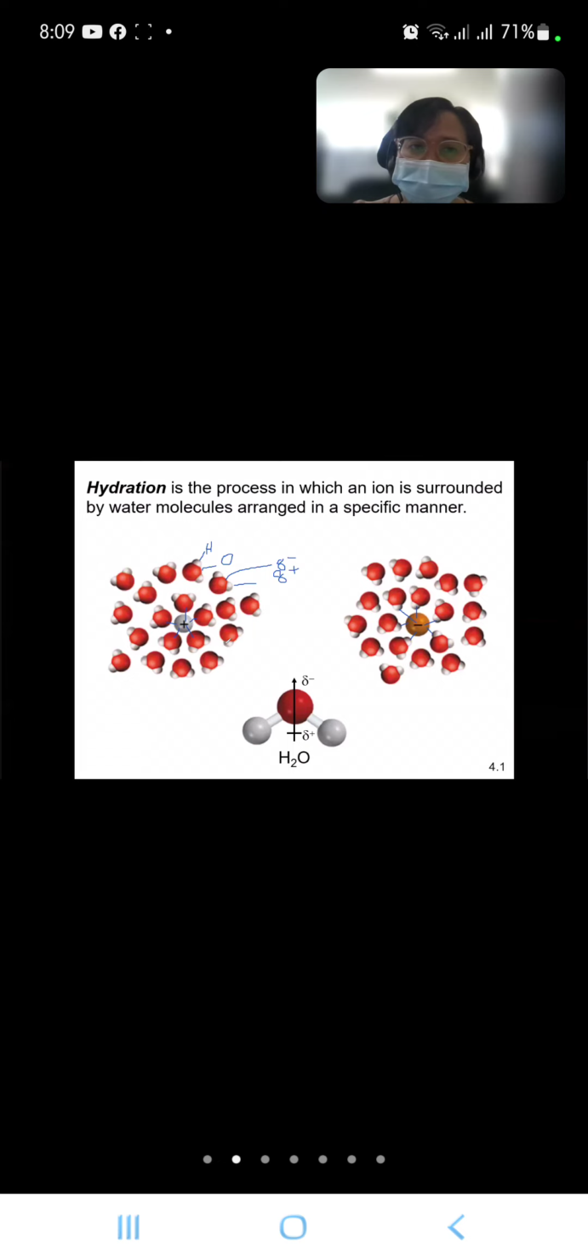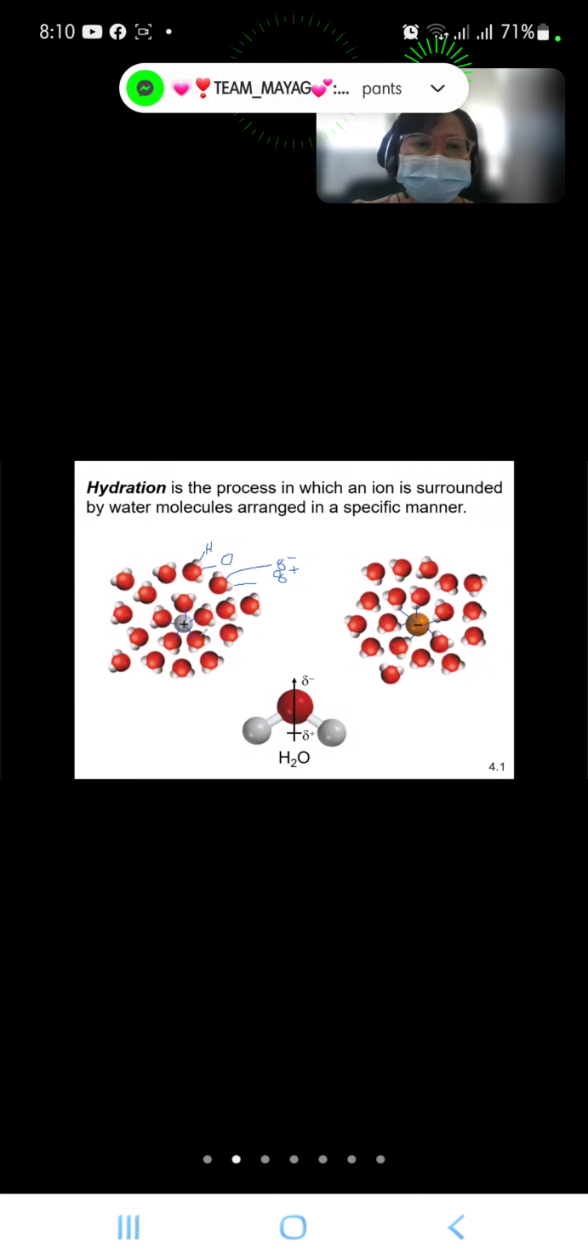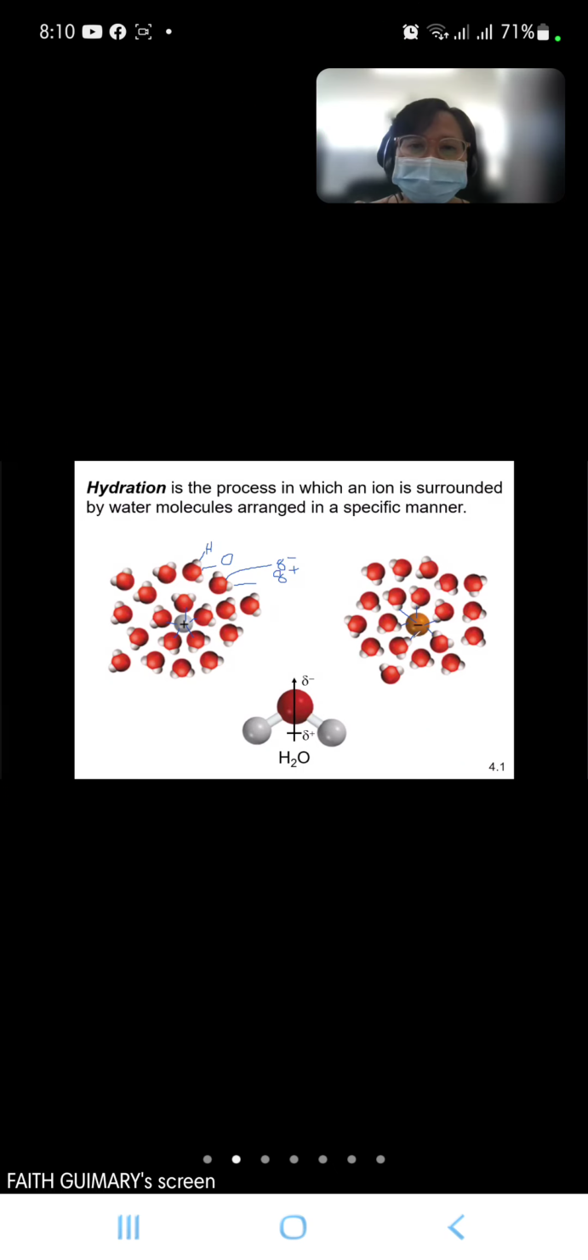And because of that, each ion, cation and anion, is surrounded by water molecules. There is no chance of bonding these two ions again. Okay? That is what we mean by complete dissociation. I hope you understand.